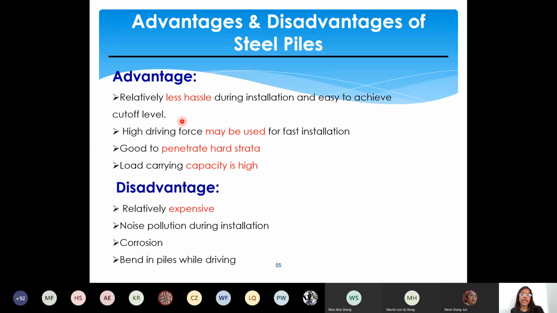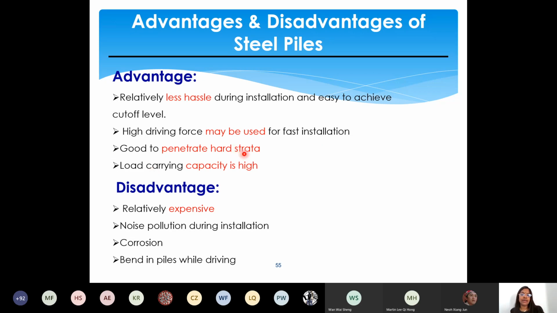Okay, at the side. It is very rare, but we choose the pile where it is occupying the whole length or as per the design. High driving force may be used for fast installation. Yeah, you can speed up the process because it's steel, but care should be taken. It should not be overheated. There is heat produced because you're hammering, right? So care should be taken. It should not bend. The temperature should not go up, right?